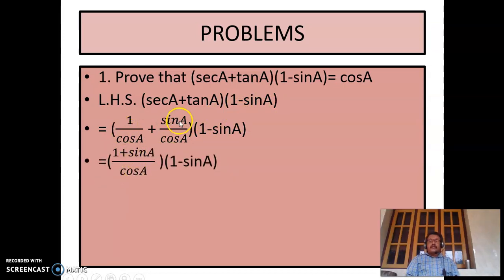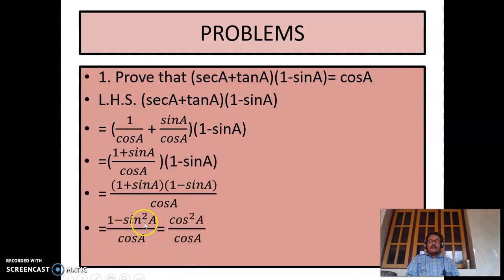Then 1 plus sin A, and 1 minus sin A. This is of the form A plus B, A minus B. Then you will get A squared minus B squared, that is 1 squared minus sin squared A, which is 1 minus sin squared A. 1 minus sin squared A equals, since sin squared plus cos squared equals 1, cos squared A. So one cos cancels, and we will get cos A in the numerator.